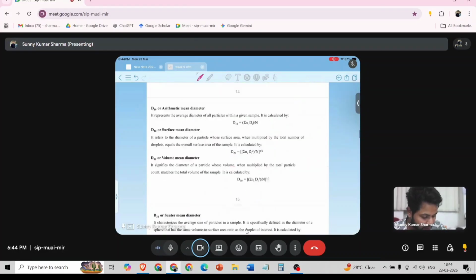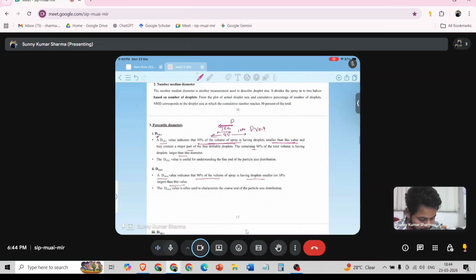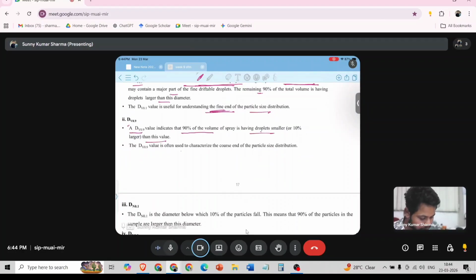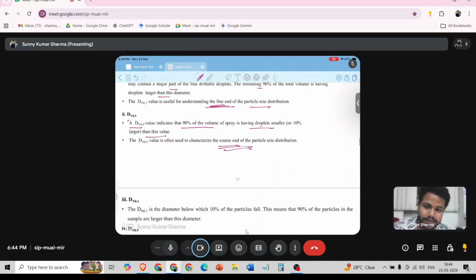So what does dV 0.9 indicate? It indicates how fine the droplet is. The dV 0.9 value is useful for understanding the fine end of the particle, the left side we are discussing. And dV 0.9 characterizes the coarser side of the particle distribution. Clear?